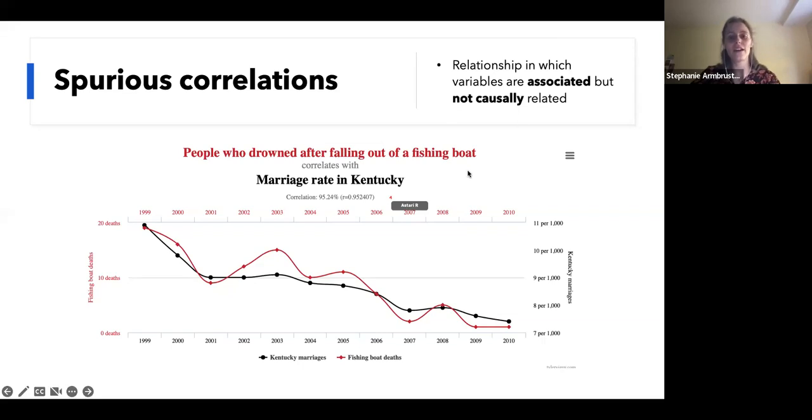And just very funny examples are, you can have these seemingly causal relationships between absolutely random variables. So for example, people who drowned after falling out of a fishing boat correlates quite highly with the marriage rate in Kentucky, but neither of them is a cause to the other. It's just chance that they somehow, for some weird reason, go together, that you somehow see this association between the two.